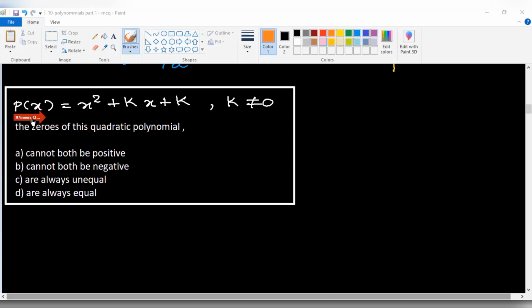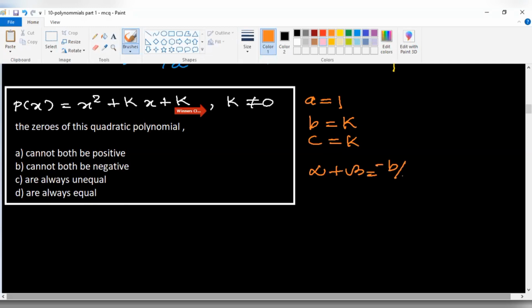This is the next question. P of x is given as x squared plus kx plus k, where k is not equal to 0. The zeros of this quadratic polynomial cannot both be positive, cannot both be negative, are always unequal, or are always equal. Here also, we will compare this to the standard quadratic equation. Then we get, in place of A, we have 1, in place of B, we have k, and in place of C, we have k. 1, k, k. And we know alpha plus beta equals minus B by A, that is minus k.